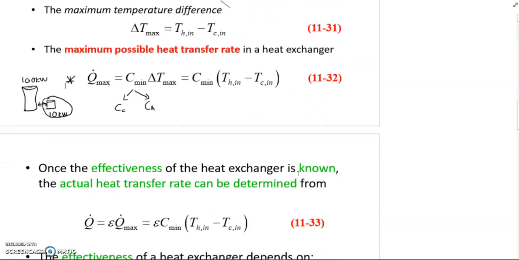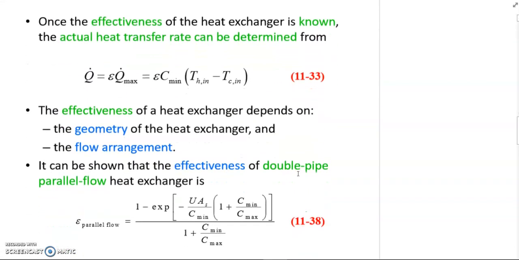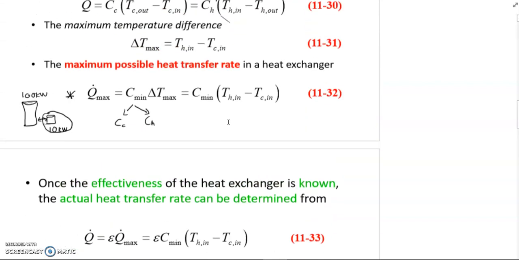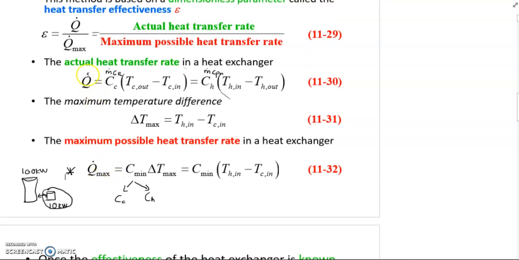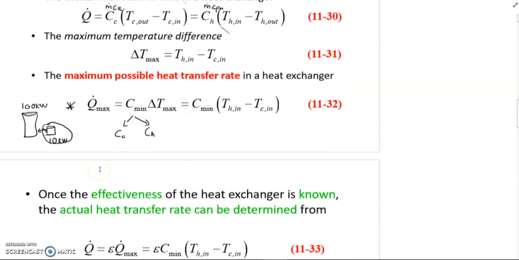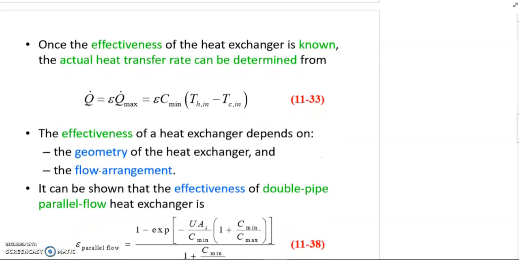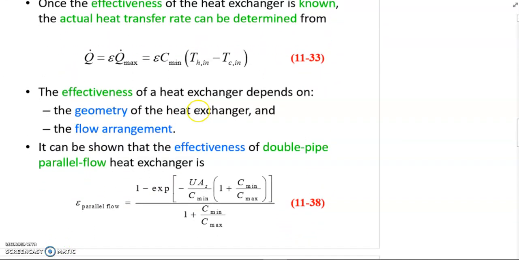Next, once you know your Q dot and Q dot max, you can calculate your epsilon. The effectiveness of a heat exchanger depends on the geometry of the heat exchanger and also the flow arrangement. So this is one example. Later you will look at, depending on the type of heat exchanger and the flow, you will have different equations to calculate epsilon.